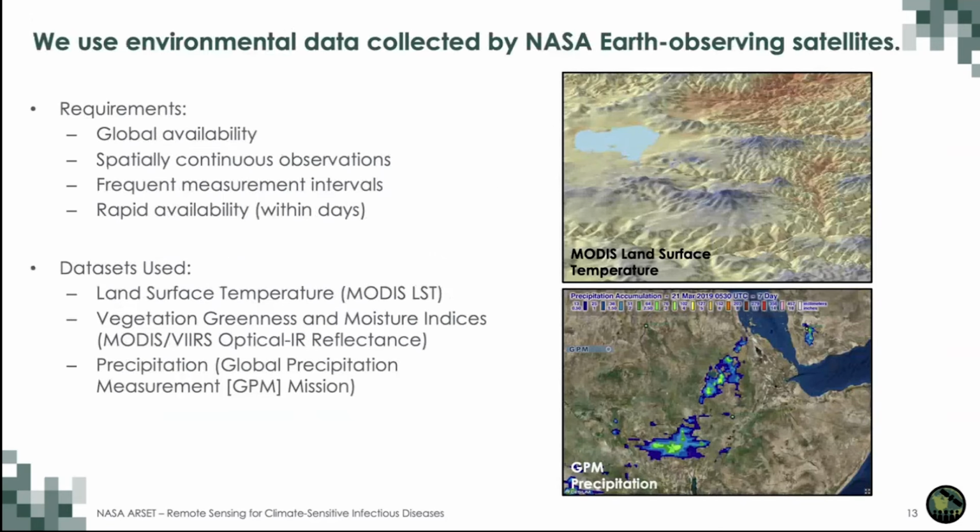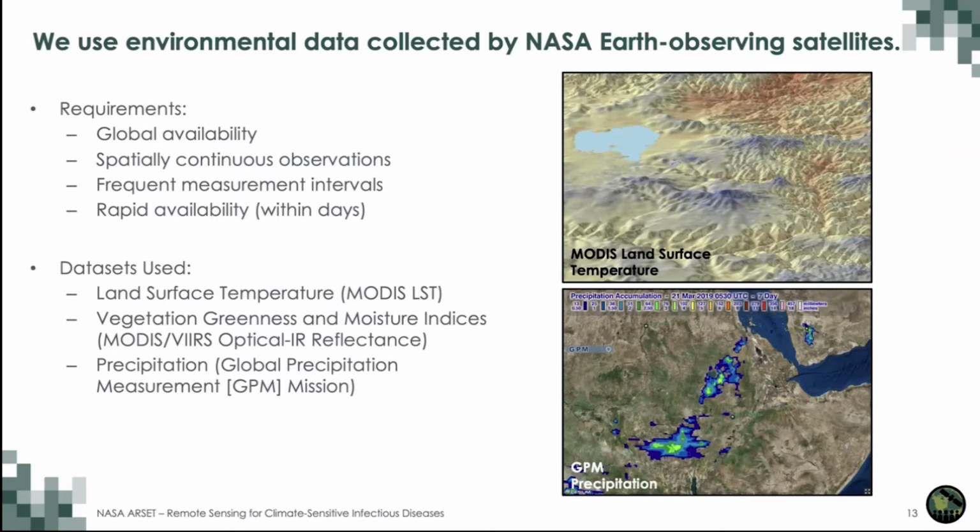And as one would expect from an ARSET training, we used a lot of environmental data collected by NASA Earth observing satellites. This was a key enabling source of data that allowed us to do this work. Why? Global availability, spatially continuous observations. It was frequent enough observations for us to be able to use, and we could also access it rapidly enough within days to be able to actually use it to make forecasts.